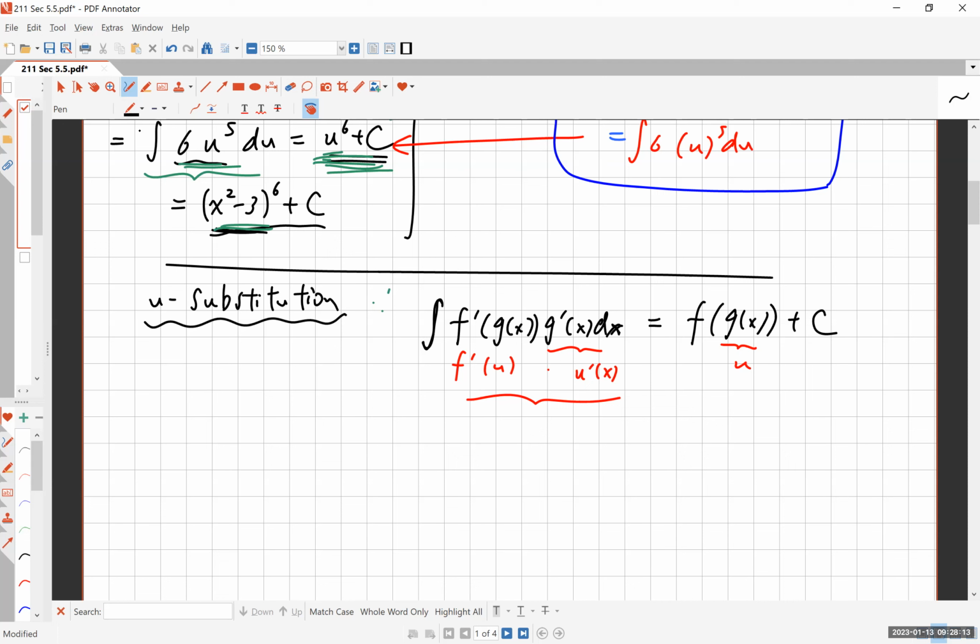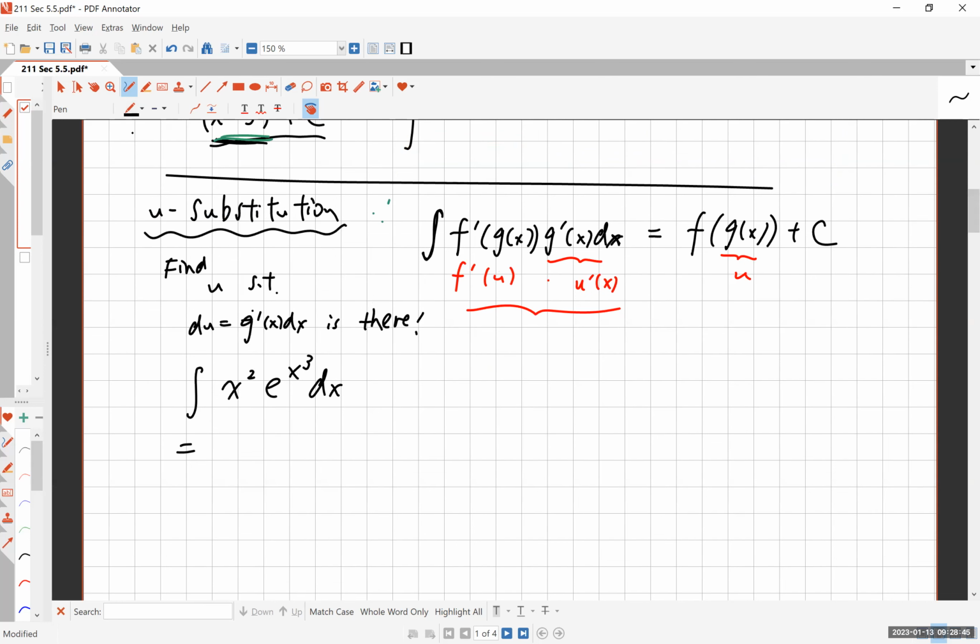But make sure when you pick your u, find u so that du, which is g prime of x dx, is also there. And if it's not, you can find it. All right, so for instance, let's do the integral of x squared e to the x cubed dx. Okay, so can you find Waldo? No, can you find u? Can you find some appropriate u so that the u-substitution method would work?